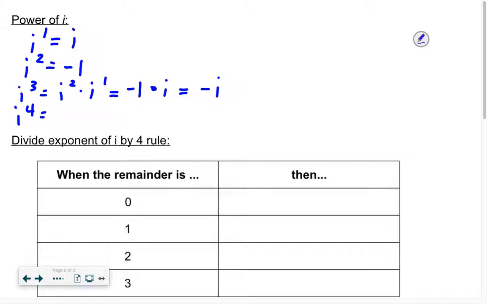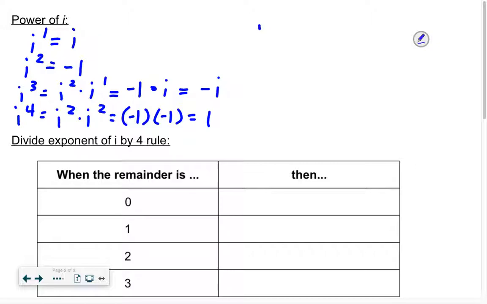Yeah, good. Because we want to look at it as i squared times i squared. And what's i squared? Well, it's negative 1. So negative 1 times negative 1 is 1. Okay? And 1 is a really nice number, correct? Because it's our multiplicative identity.